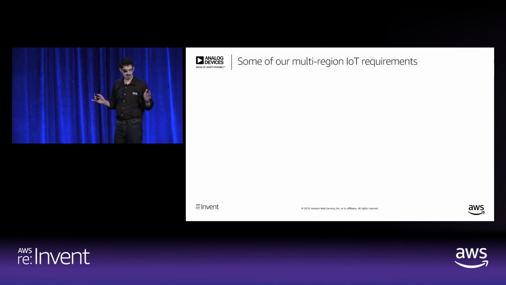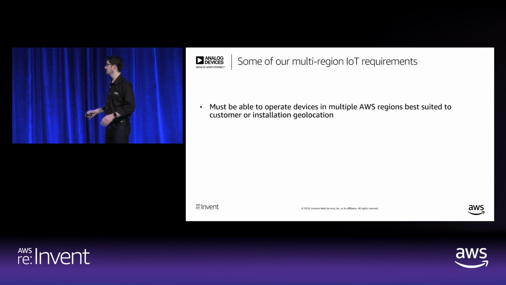So now that you have a sense for that, let's talk about some of our multi-region requirements. First of all, we have to be able to operate devices in multiple AWS regions that are best suited to the customer or the installation geolocation. And we do this for a few reasons. As Wally mentioned, minimizing latency and chance of connection failure is very important. Even though we're not dealing with real-time data, the closer we can have our cloud application to the physical installation, the lower our latency and the less chance we have of connection failure with those devices.